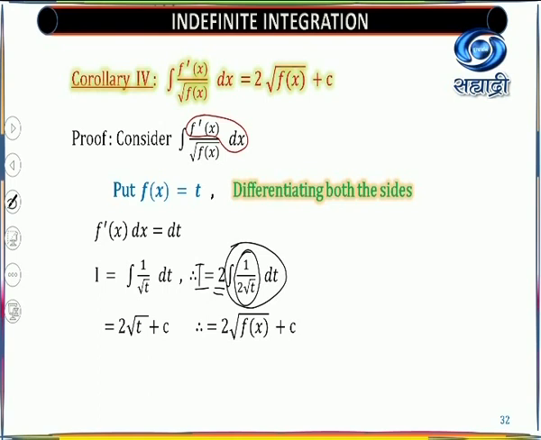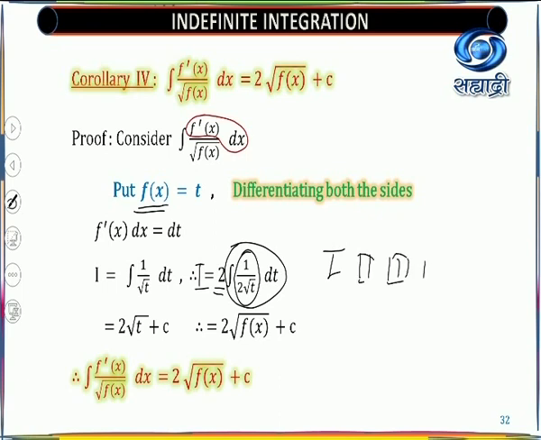Now replace the value of t. What is the value of t? That is f(x). So 2 root f(x) plus constant of integration. So what will be your corollary? Your corollary says that integration of f dash of x upon root f(x) dx equal to 2 root f(x) plus constant of integration. So we have seen corollary 1, 2, 3 and 4 based on the substitution method. In all these corollaries, we are using the substitution for the complete function, and the same method is used here.